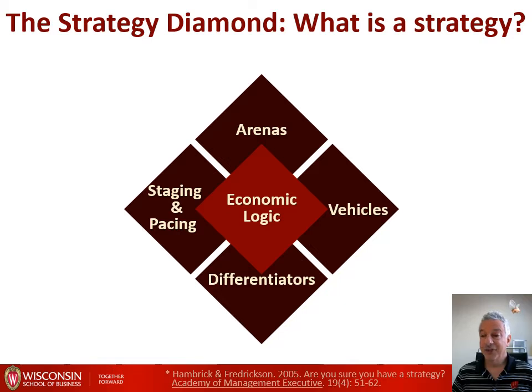And the fourth component is vehicles, recognizing that there are some resources that we have and some resources that we need. And it pushes us to ask the question, how are we going to obtain the resources that we do not currently have? And all of this comes together to form the economic logic, which is how are we going to be successful?